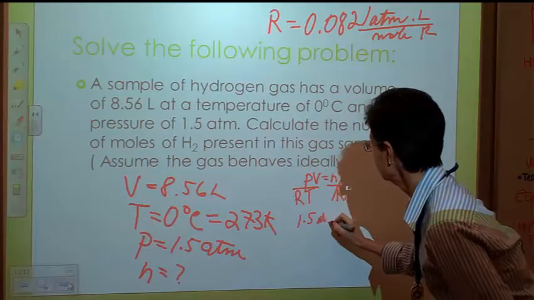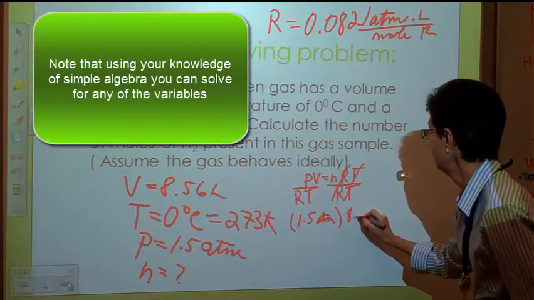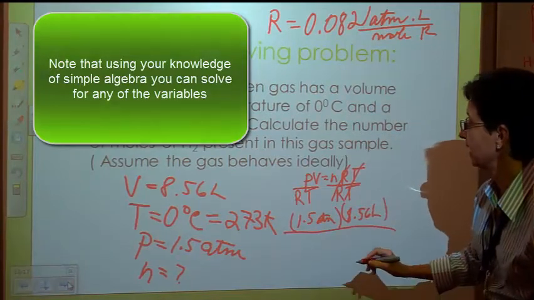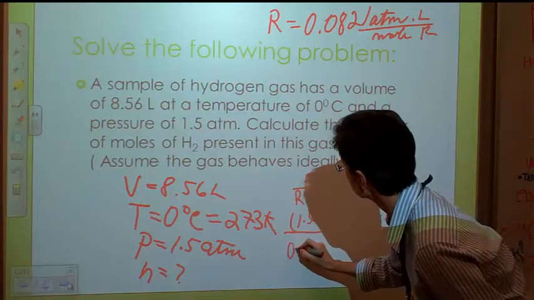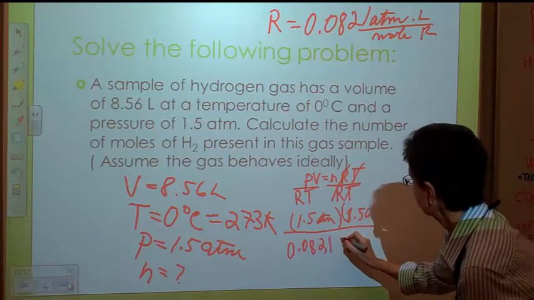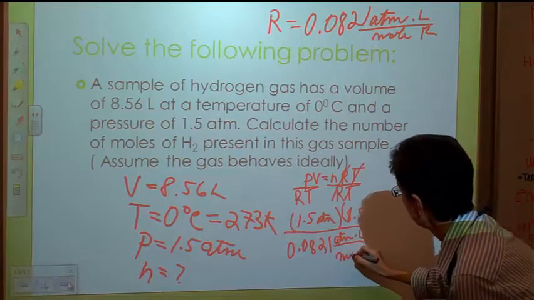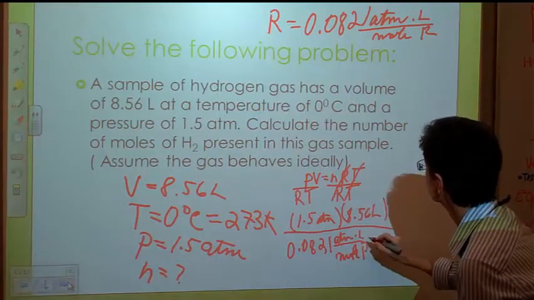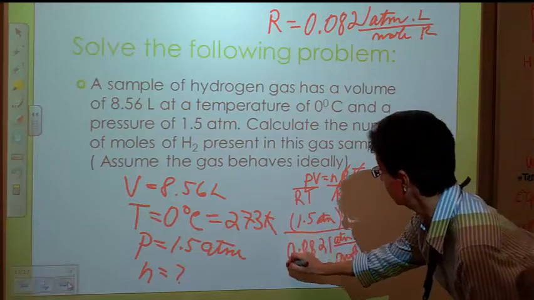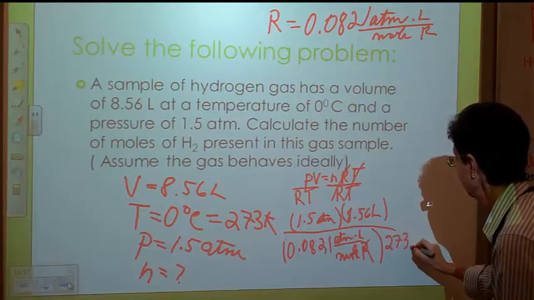1.5 atms times my volume, which is 8.56 liters, divided by my constant, which is 0.0821, and it's atm liters over mole K. All right, so now I have to multiply my constant times T, which is equal to 273 K.